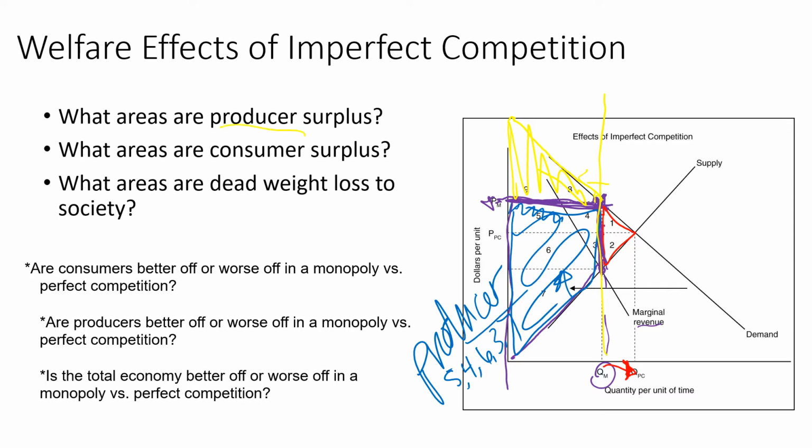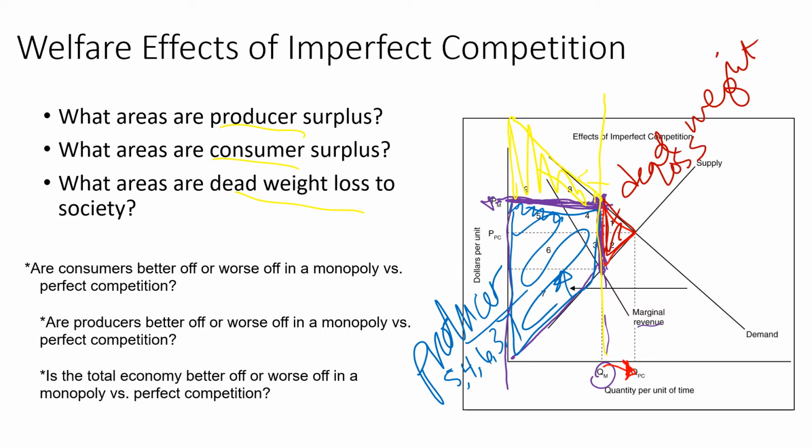Okay, we've identified producer surplus, consumer surplus. Now we need to identify the dead weight loss. In this scenario, areas 1 and 2 are not captured by the market. This is money that is not captured by either the producers or the consumers. So that's a dead weight loss to society. That's what the areas 1 and 2 are considered, dead weight loss. Okay.